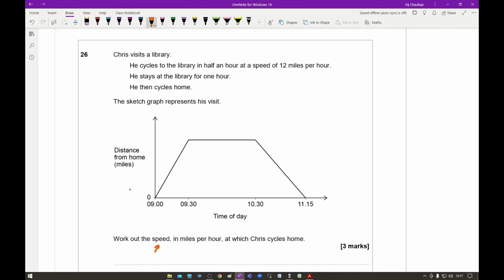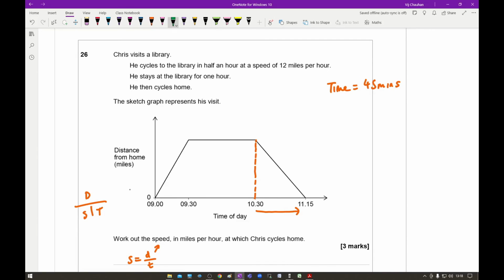Now speed, as we've already mentioned, is equal to distance divided by time. So I need to work out what distance the library is from Chris's home, and I also need to work out the time it's taken. In terms of the time, we can see the time difference between 10:30 and 11:15, so we know that time is going to equal 45 minutes. And we will convert that in a sec.